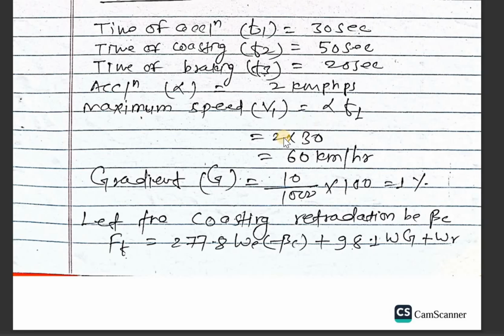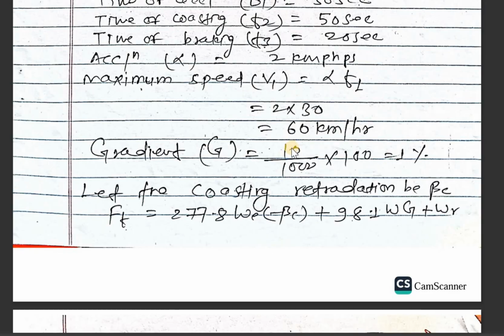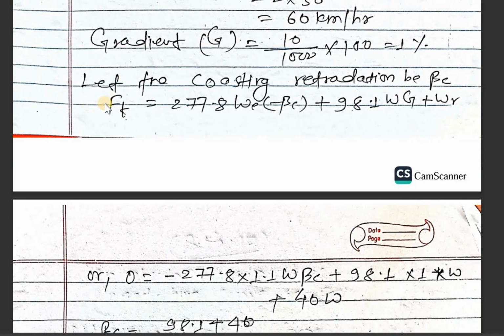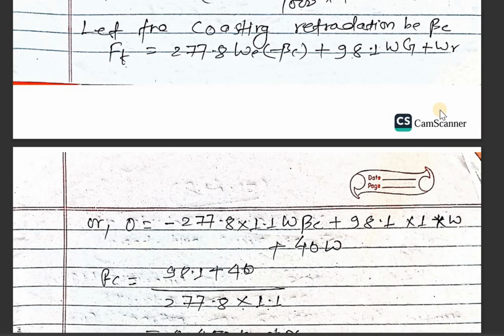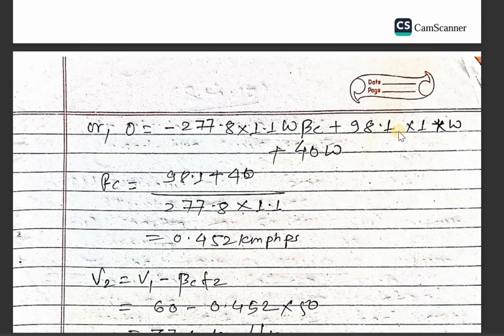So 2 into 30 is equal to 60 km per hour. The gradient is given as 10 upon 1000, so 10 upon 1000 into 100, that is 1%. Let the coasting retardation be beta c, so Ft equals 2.778 We minus beta c plus 98.1 Wg plus Wi. So put all these values and solve this equation.